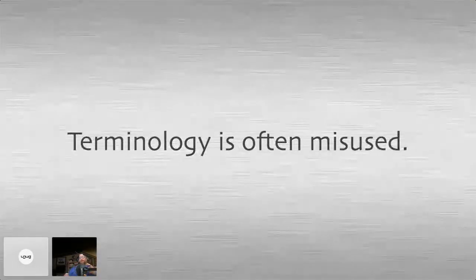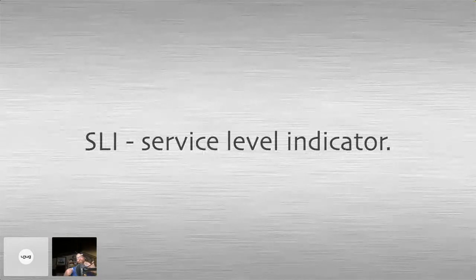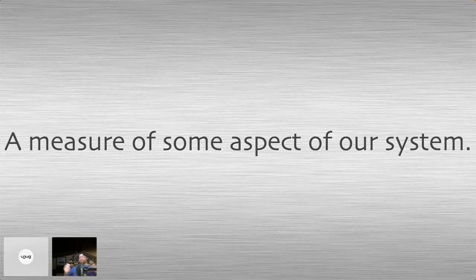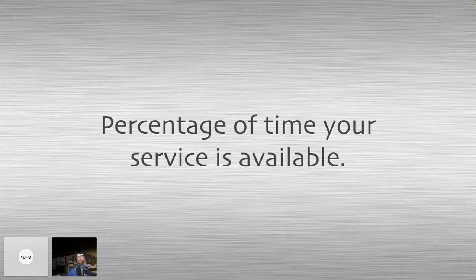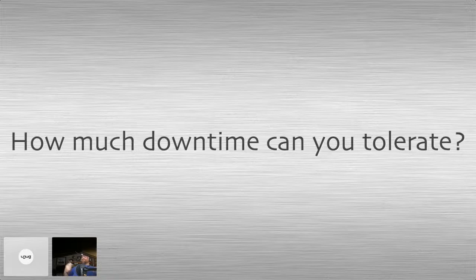This all starts with an SLI, a service level indicator. So this is a measure of some aspect of our system, you know, latency, error rate, throughput, whatever, and availability. We talk a lot about availability for better or worse. Now, this is typically referred to in terms of how much time is your service available. Another way of thinking about it is how much downtime can you tolerate. Now, this gets discussed in terms of nines, but most of us aren't really sure what we mean by nines. We just throw them around and more nines is better, right? Give me more nines. I got to have more nines.